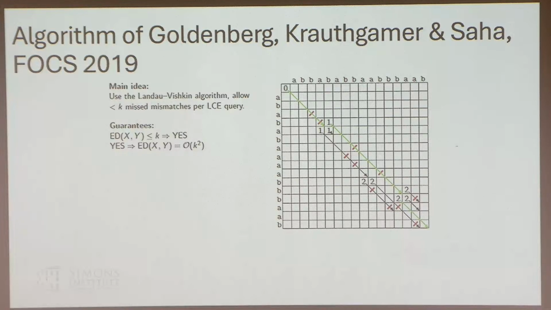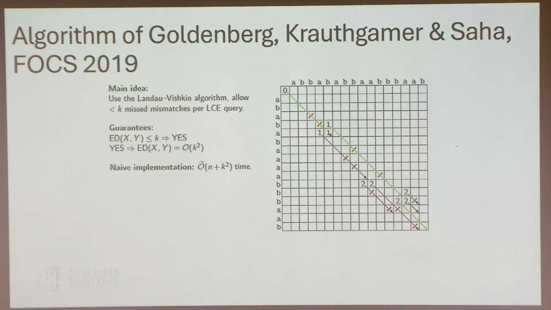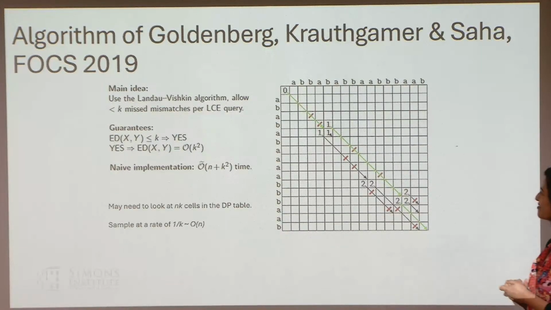So I'm fine as long as I can compute these approximate LCE queries. Correctness-wise, I'm fine. So the question is, what is the query complexity for this approximate LCE query computation? The naive implementation is okay: n plus k squared, like you can just do Landau-Vishkin, you don't have to do approximate.